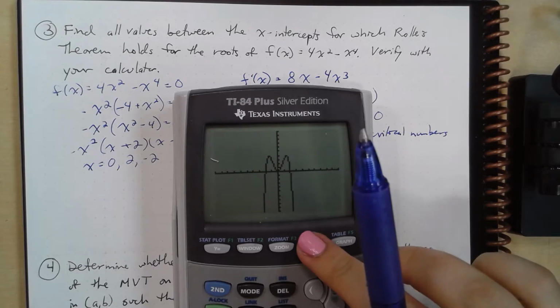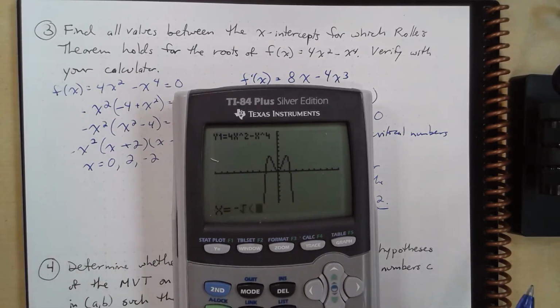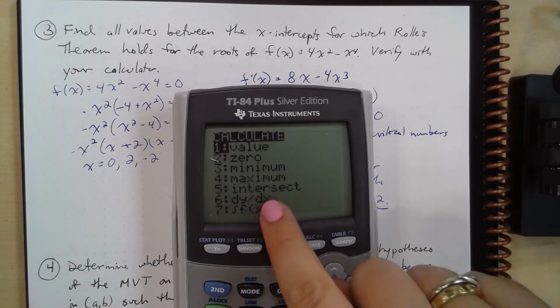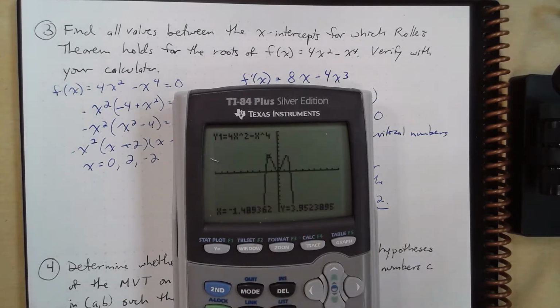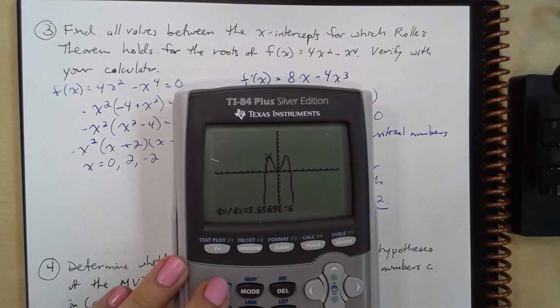Right? So if we trace this, if I trace 0, we're at 0, 0. We trace negative 2, we're at 0. We trace 2, we're at 0. Good. And if we trace negative radical 2, look at that. There it is. And we could calculate our slope there, dy/dx at negative radical 2. It's equal to 5.6569 e to the negative 6. That's basically 0, right? And we could do the same. So anyway, that works. We did it.